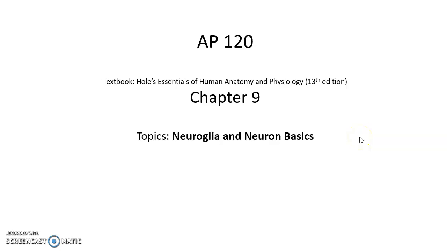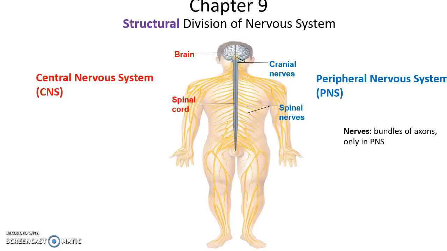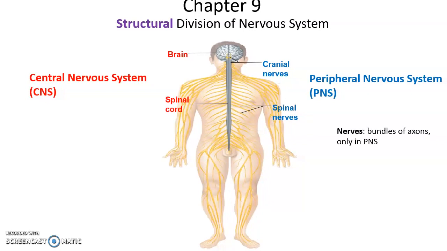AP 120, Chapter 9, Topics, Neuroglia and Neuron Basics. So, the structural division of the nervous system is based on two concepts: the central nervous system, which is the brain and spinal cord, protected by, of course, the skull and vertebral column, and then the peripheral nervous system, which is all of the nerves coming off of the spinal cord and brain, and reaching out, extending to the various parts of the body. And that includes cranial nerves coming off the brain and spinal nerves coming off of the spinal cord.